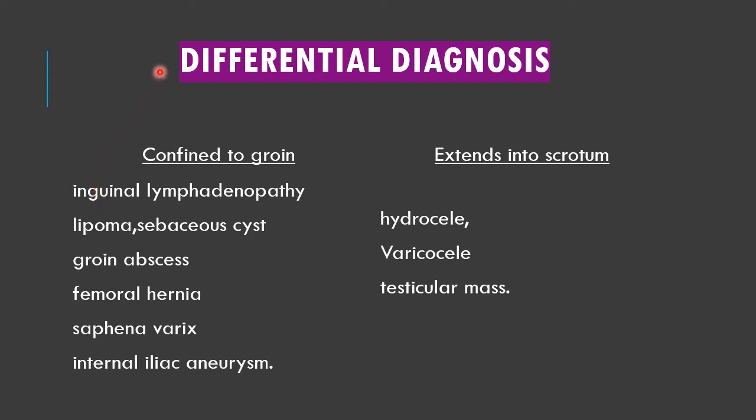Okay, next we come to the differential diagnosis of inguinal hernia, or a mass confined to the groin or extending into the scrotum. The first scenario is confined to the groin. The most common differential diagnoses are inguinal lymphadenopathy and localized lesions like lipoma, sebaceous cysts, and groin abscesses. Rarer differential diagnoses include femoral hernia, saphenous varix, and aneurysm of the internal iliac artery.